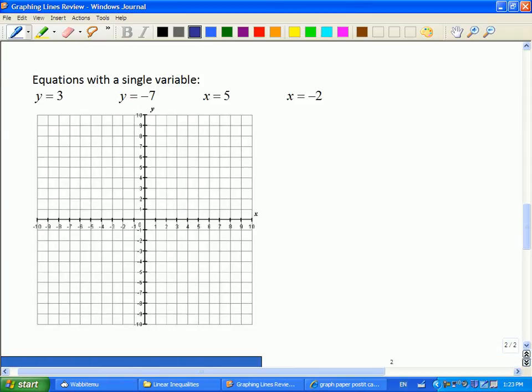All right, so there's this other little weird thing you might have forgotten about since last year, and that's what happens if you just have a single, like y equals 3. Does anybody remember what happens?